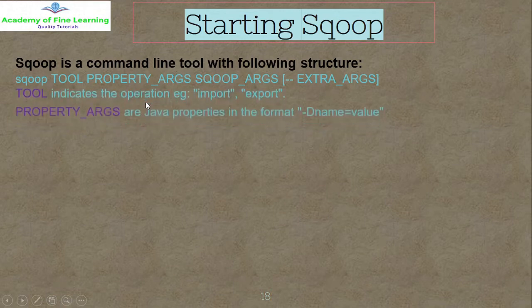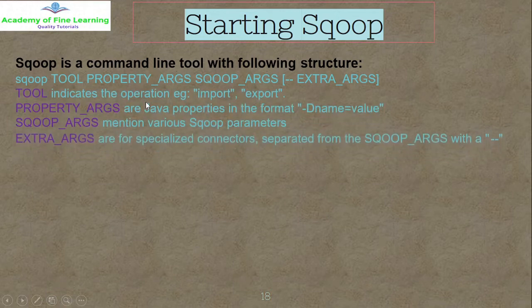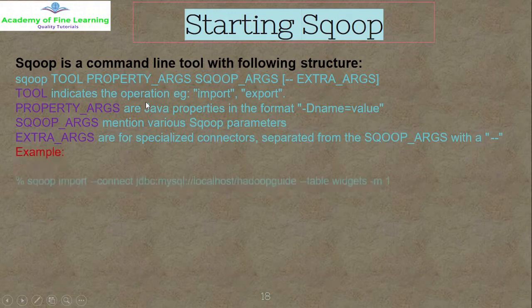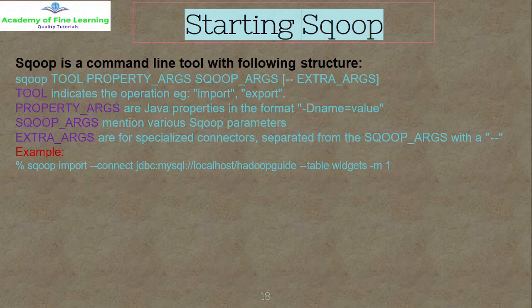See this example here. We are writing sqoop. This percentage sign is just to show you that we are writing in the CLI. It has no other significance. Then we write import, so we are going to import something. Import means import to HDFS, and export means export from HDFS. So import and export are used with respect to HDFS.